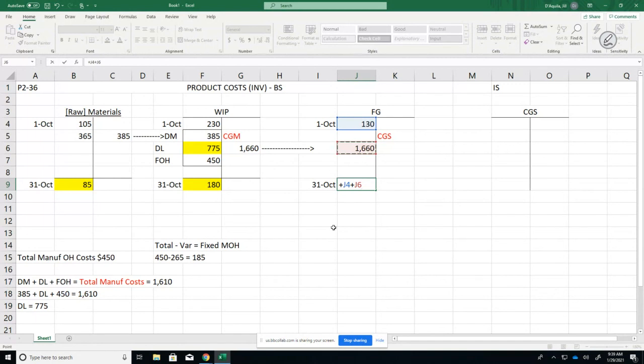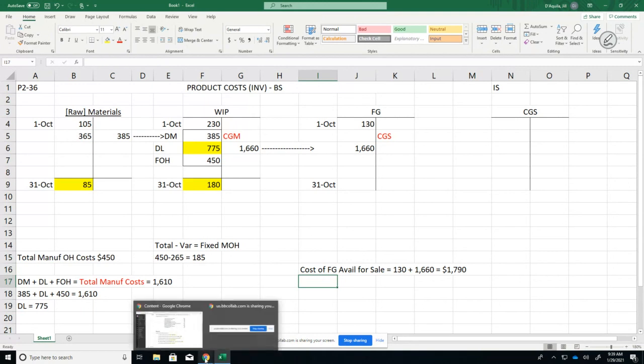1,770. But you know what? I'm putting it in the wrong spot. You don't want to put it there. Cost of finished goods available for sale. So we started out with 130. We added another 1,660. We've got a total of 1,790 that we could sell.